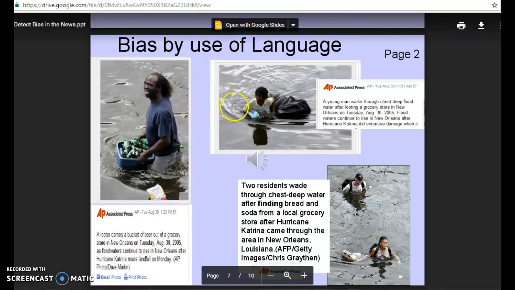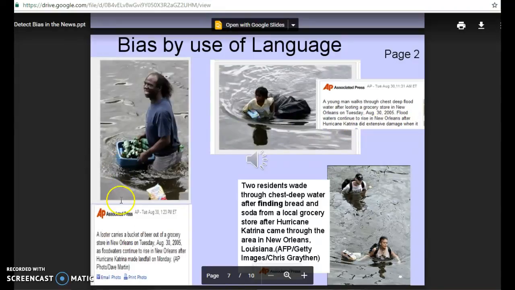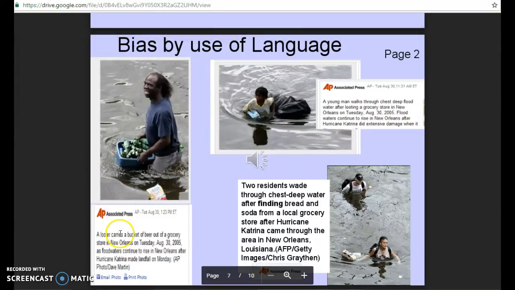So we have a young man right here. "A young man walks through chest-deep flood water after looting a grocery store in New Orleans on Tuesday, August 30th, 2005. Floodwaters continue to rise in New Orleans after Hurricane Katrina did extensive damage." See another picture here. "A looter carries a bucket of beer out of a grocery store in New Orleans on Tuesday, August 30th, 2005." So on and so forth.